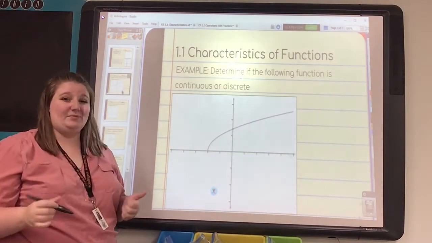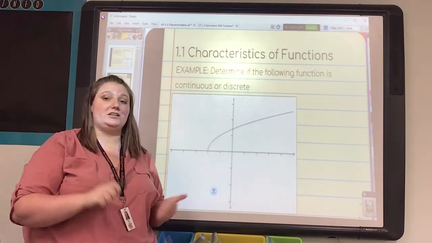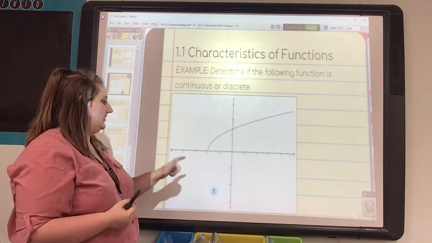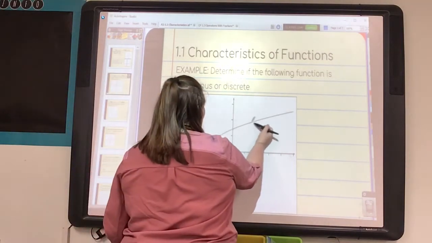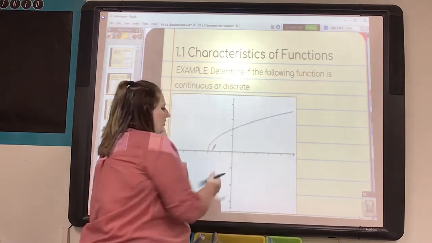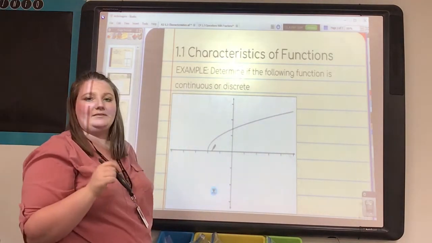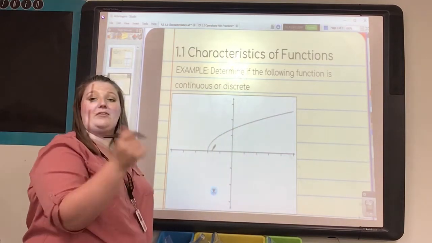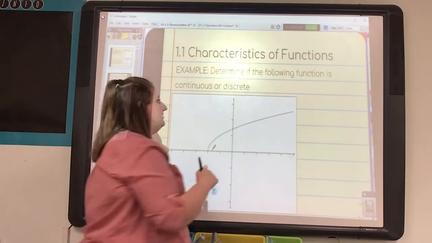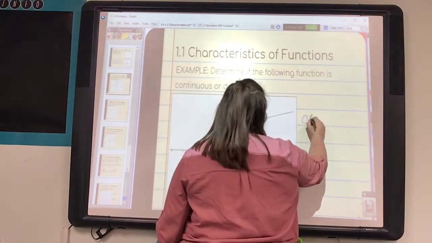So we've got some examples. We want to know if these functions are continuous or if they're discrete. So this one, if we look at our curve, there's never any point where our curve breaks apart. It continues all the way along the line. So if I was going to trace this with my pen, I could trace it without ever having to pick up my pen. So this function is going to be continuous.